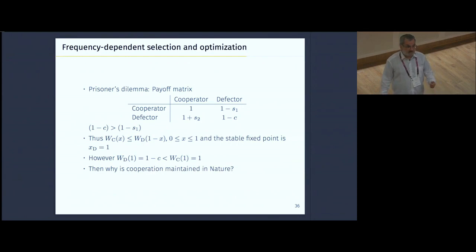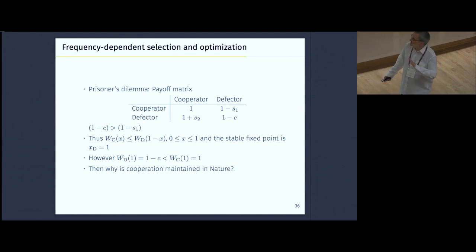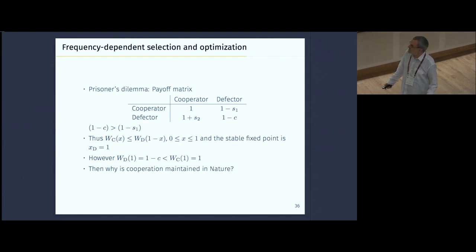And of course, it pays for them to produce this chemical if nobody else does it. But if somebody else is doing it, because producing the chemical is costly, then it pays not to produce and to exploit whatever is around. So it's not exactly in the form of a prisoner's dilemma, but it's more or less what happens.